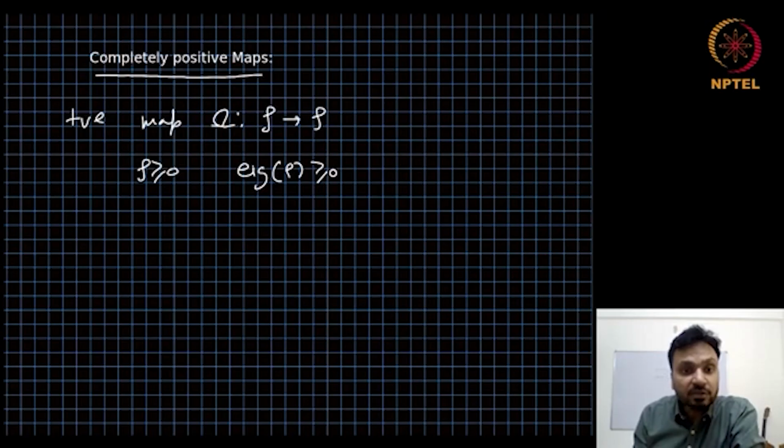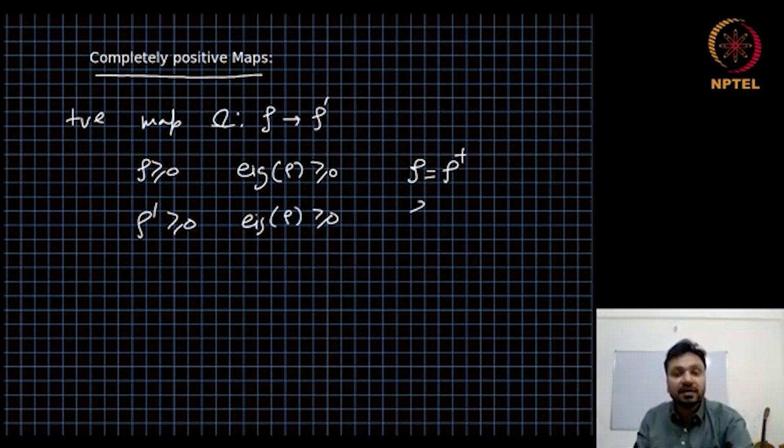So rho is a positive operator, so its eigenvalues are positive, and rho is Hermitian, and it will be mapped to another operator rho prime, which has similar properties, that its eigenvalues are positive and it's Hermitian. So a positive map is Hermitian as well as positivity preserving.